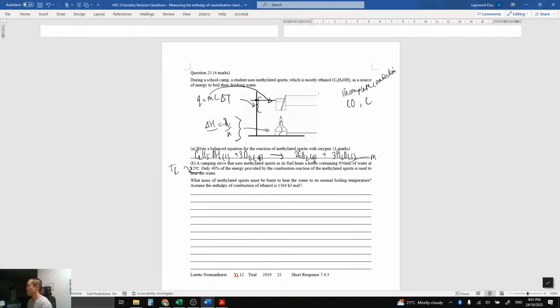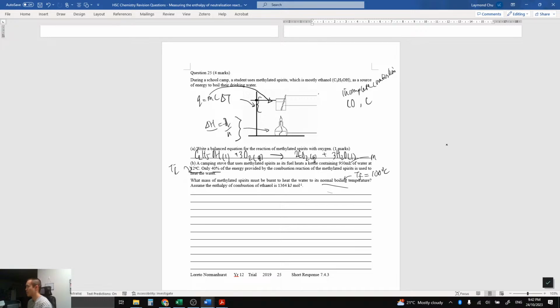Okay, only 40% of the energy provided by the combustion reaction is used to heat the water. So that means only 40% of the heat released is converted to heating the water. We'll make note of that later. And then the final thing is, what's the mass of the methylated spirits that needs to heat the water up to boiling? Boiling means TF, the final temperature, is 100 degrees Celsius.